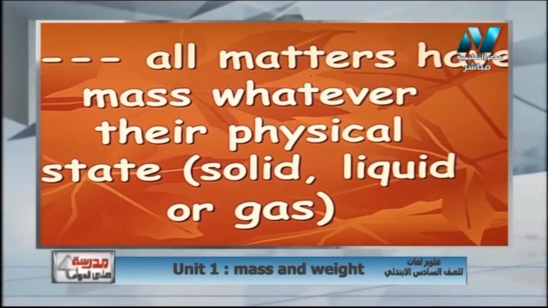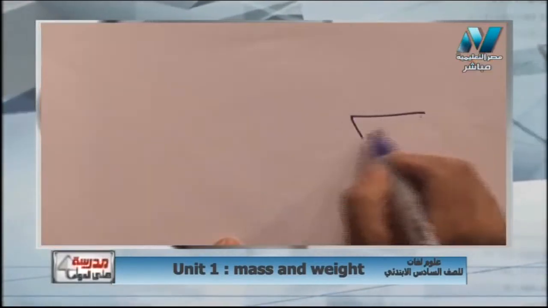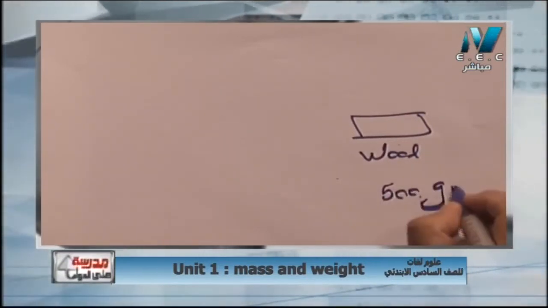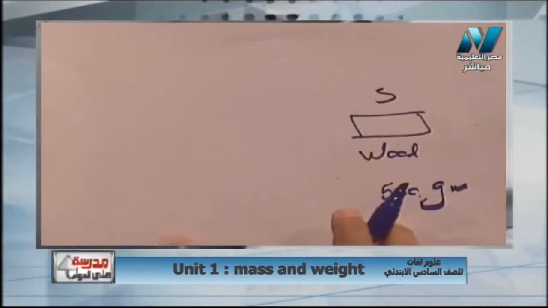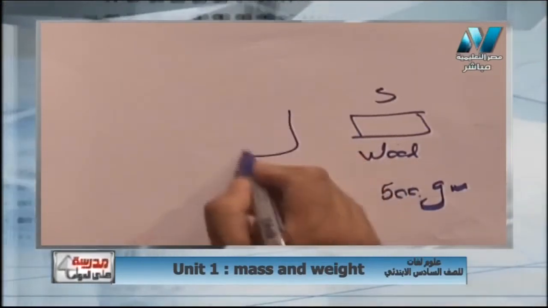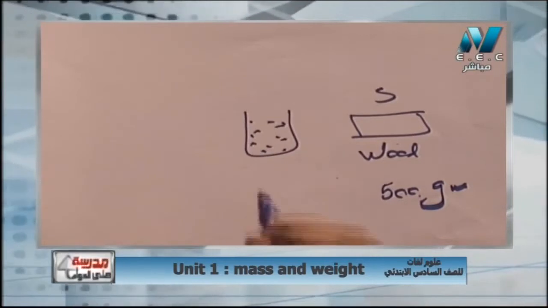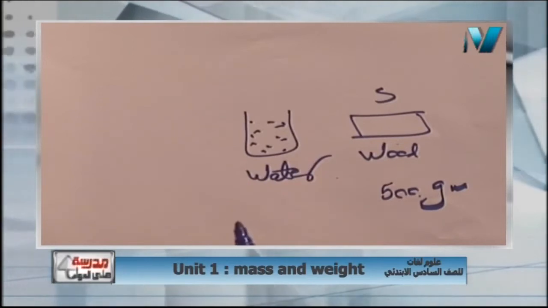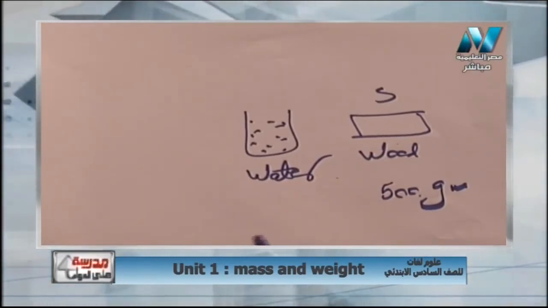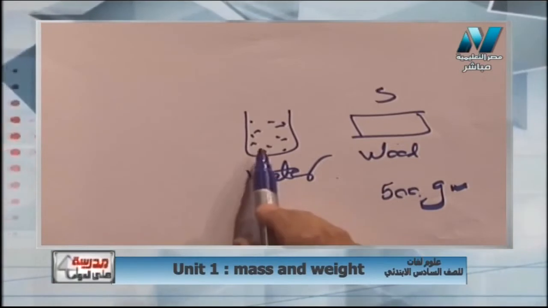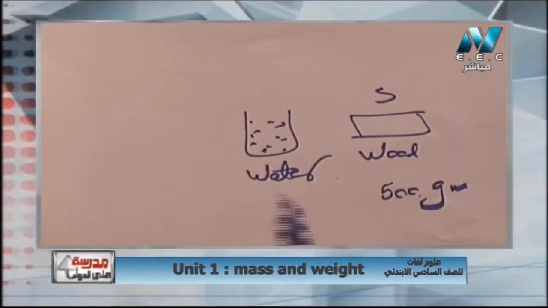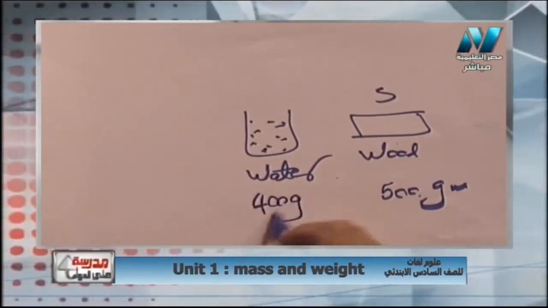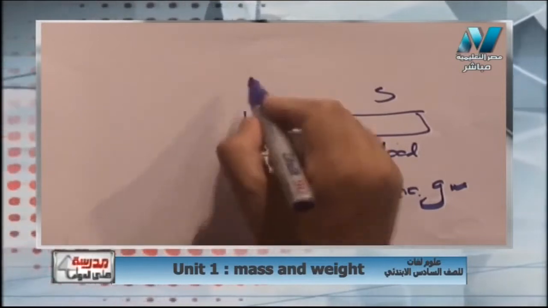For example, if you have a solid body like a piece of wood, it has, for example, a mass of 500 gram. So solids have mass. What about a liquid like water? Water has mass, sure. Imagine that the empty cup or the empty bottle is 200 gram. When I pour water in it, of course it will be heavier. So it will be more than 200 gram, for example 400 gram. So water has mass. So liquids have mass.